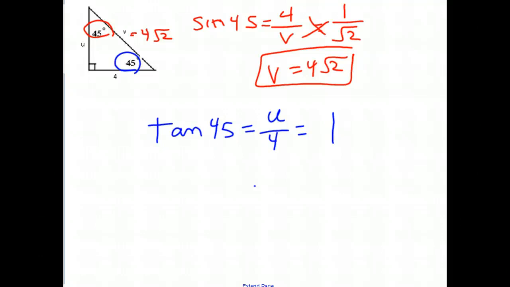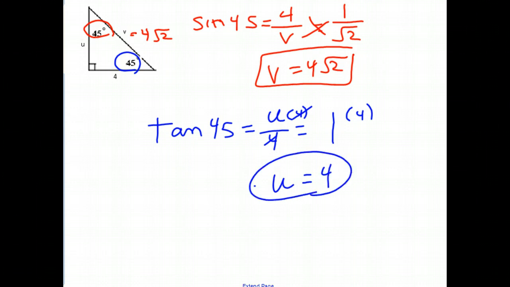Well, that should be fairly easy. If we multiply both sides by 4, these 4's cancel, and we get u is equal to 4. And now we have found u, which is 4. V is 4 square root of 2, and we are done.